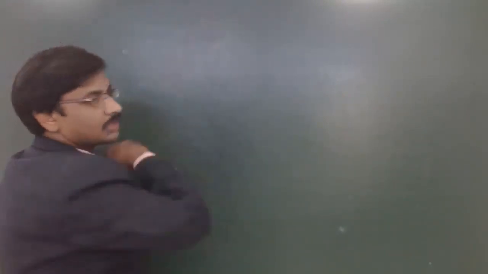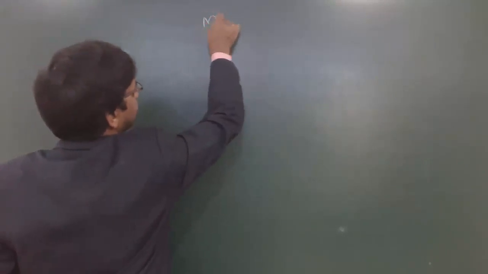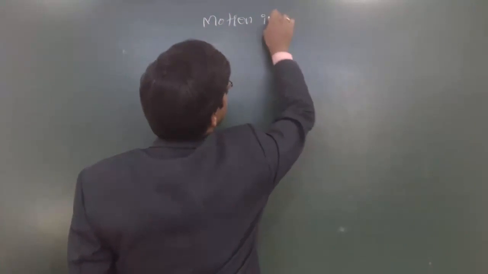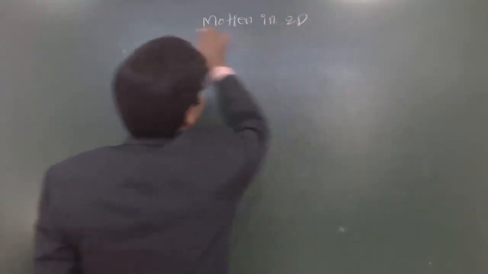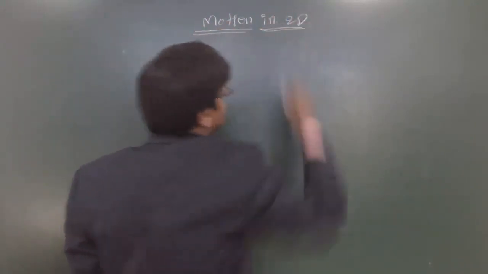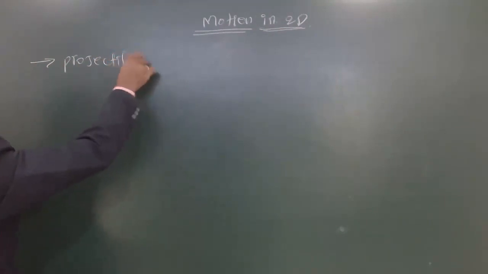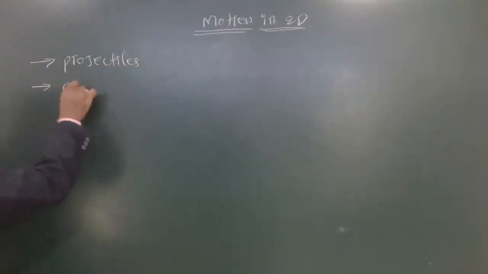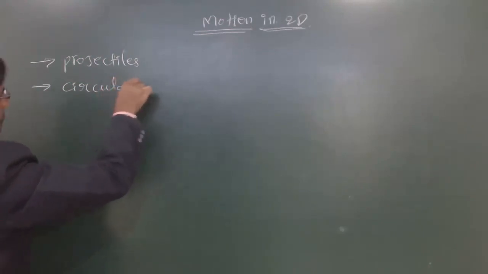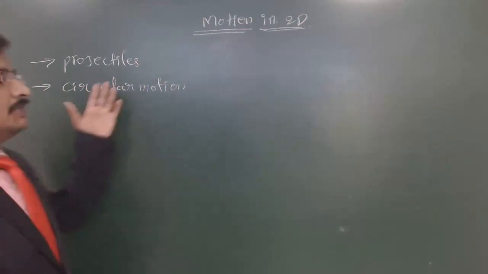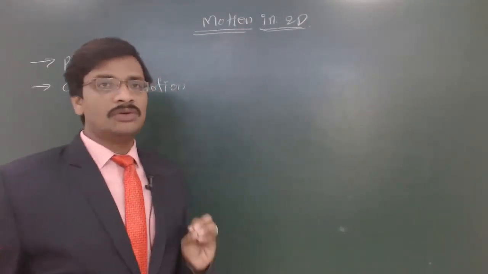So let us start. So we are going to start with the motion in 2D. In this, there are certain subparts. One is the projectiles, and the second one is the circular motion. These are the two important motions we are going to deal with in case of 2D.